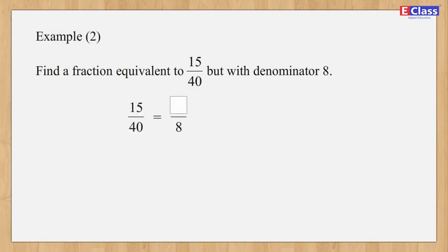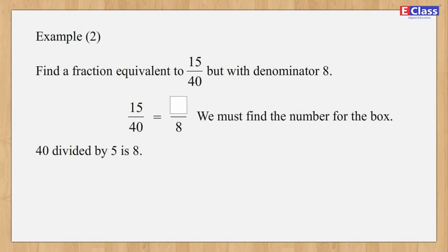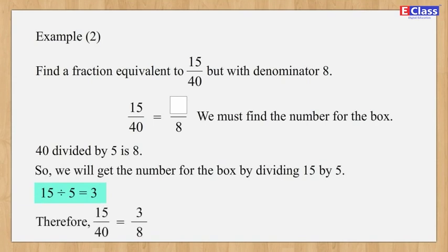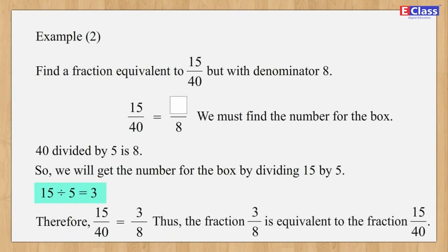15 upon 40 is equal to empty box upon 8. We must find the number for the box. 40 divided by 5 is 8. So, we will get the number for the box by dividing 15 by 5. 15 divided by 5 is equal to 3. Therefore, 15 upon 40 is equal to 3 upon 8. Thus, the fraction 3 upon 8 is equivalent to the fraction 15 upon 40.